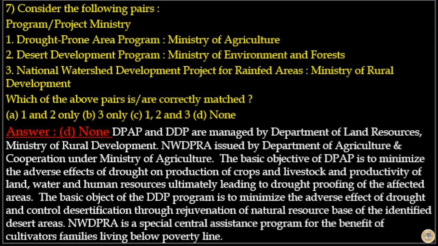National Watershed Development Project for Rainfed Areas is a special central assistance program for the benefit of cultivators' families living below poverty line. So, your answer to this question is option D.